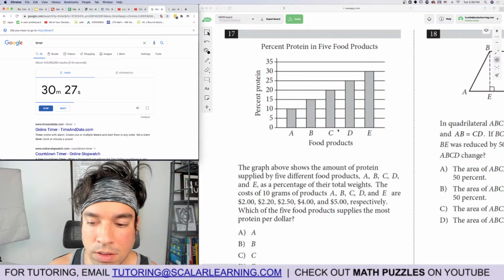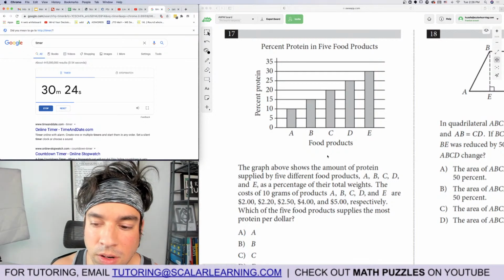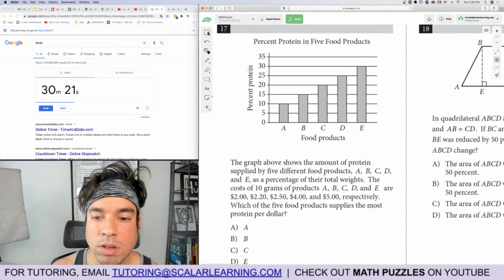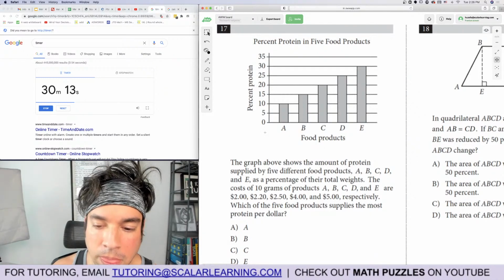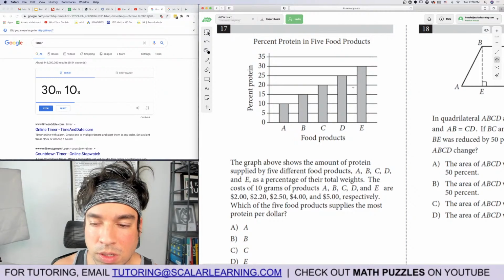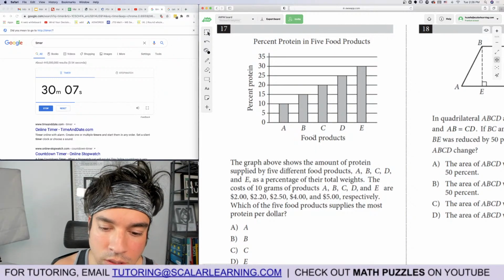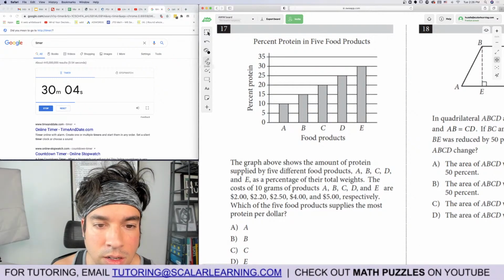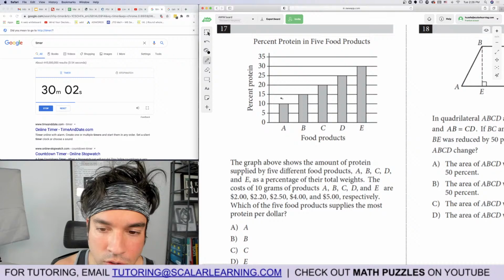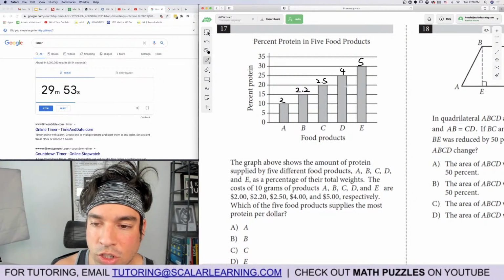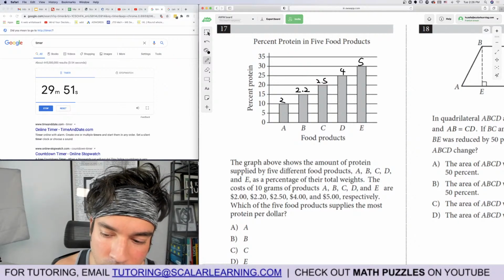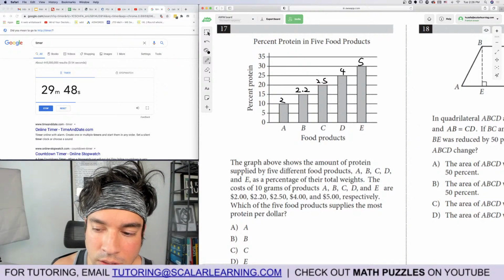All right, 17. The graph above shows the amount of protein supplied by 5 different food products. Okay. A, B, C, D, E as a percentage of the total weight. Wait. Oh, amount of protein. Got it. So it's 10%, 15%, 20%, and so on. Okay. The cost of 10 grams of product A, B, C, D, and E are 2, 2.20, 2.50, 4, and 5. So the higher the percentage, it looks like the cost goes up. Which of the 5 food products supplies the most protein per dollar?